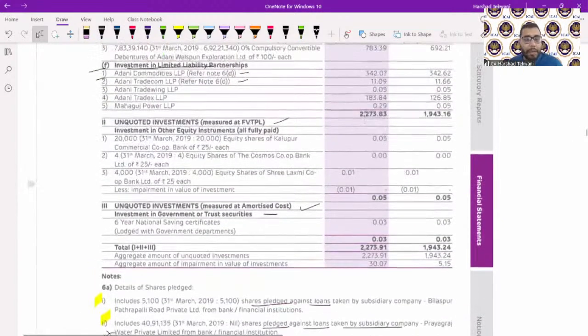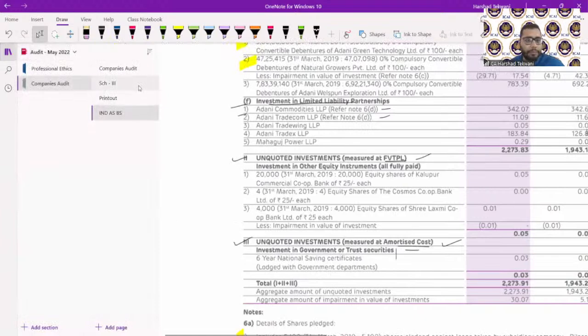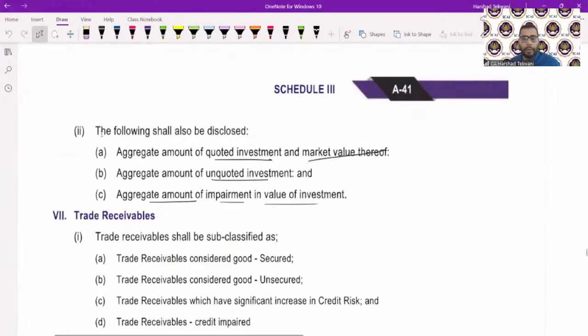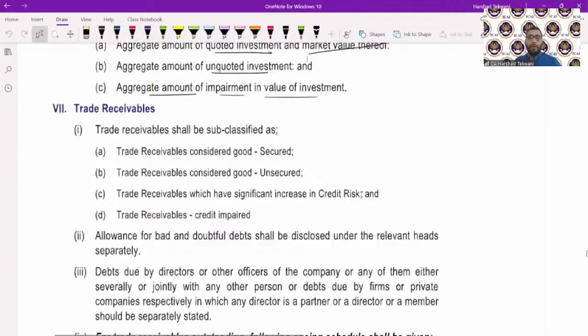Then see, unquoted investments in other equity instruments measured at fair value. Unquoted investments measured at amortized cost. So if there is a change in measurement value also, they have disclosed it separately. Clear? Then trade receivables. The next one was trade receivables, but still we are talking about non-current. We are not talking about current assets. We are talking about non-current assets.